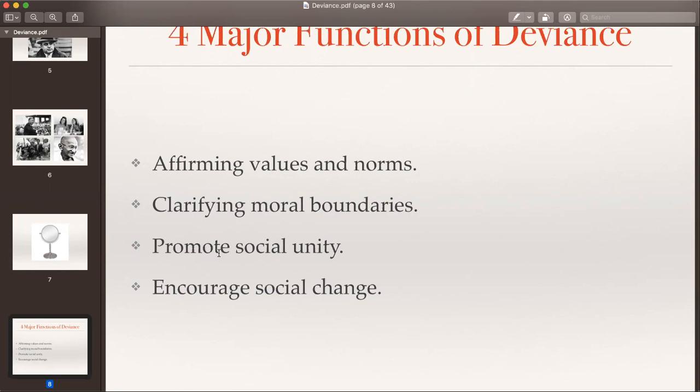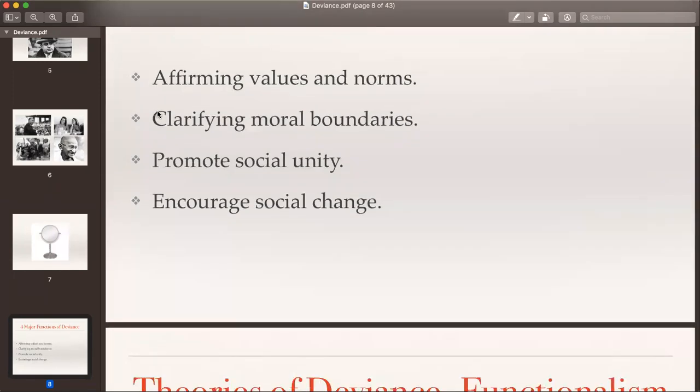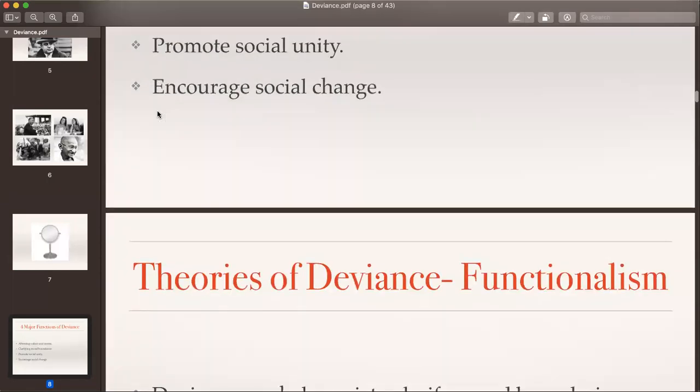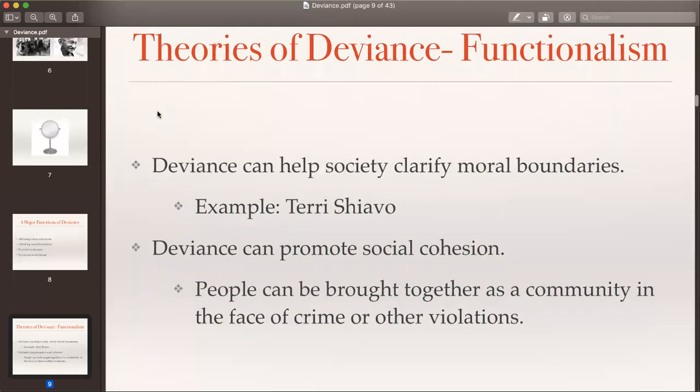And then the fourth function, an encouragement of social change. The idea that society needs to evolve with the times. Society needs to reflect the diversity of the world. And perhaps provide a more equitable and more equal environment. So let's dig into the topics of functionalism, of conflict theory, of symbolic interactionism.